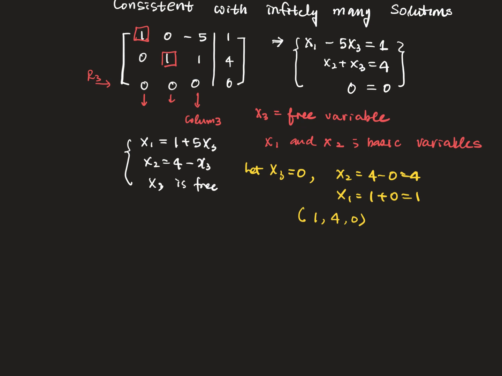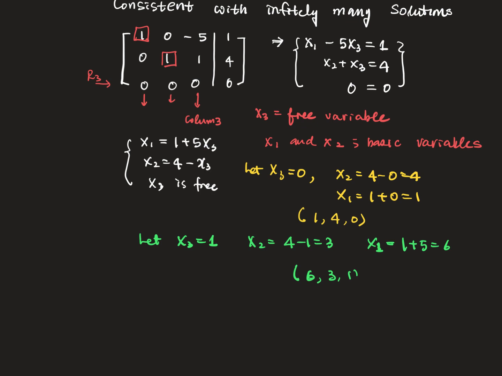That's one solution. Okay, let's pick another one. Let's pick x3 to be 1. Then x2 is 4 minus 1, which is 3, and x1 is 1 plus 5, which equals 6. So another solution is (6, 3, 1). That's a solution of this system.